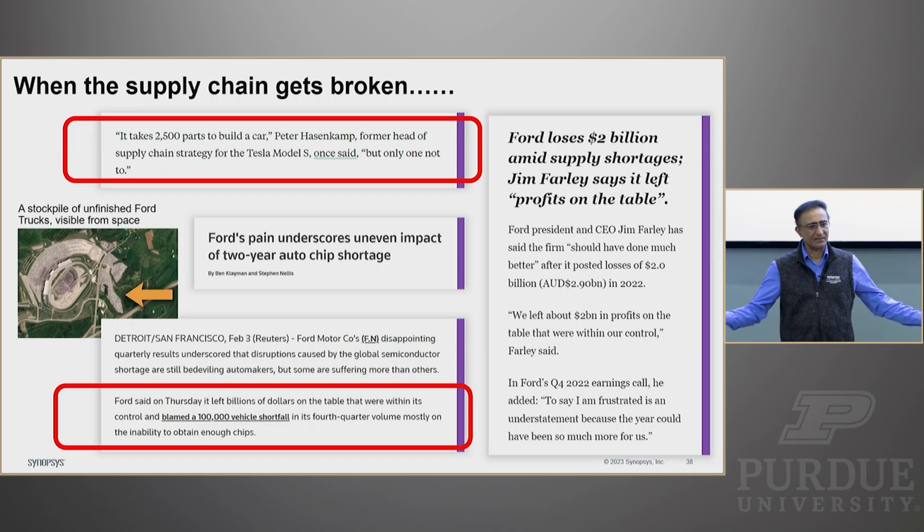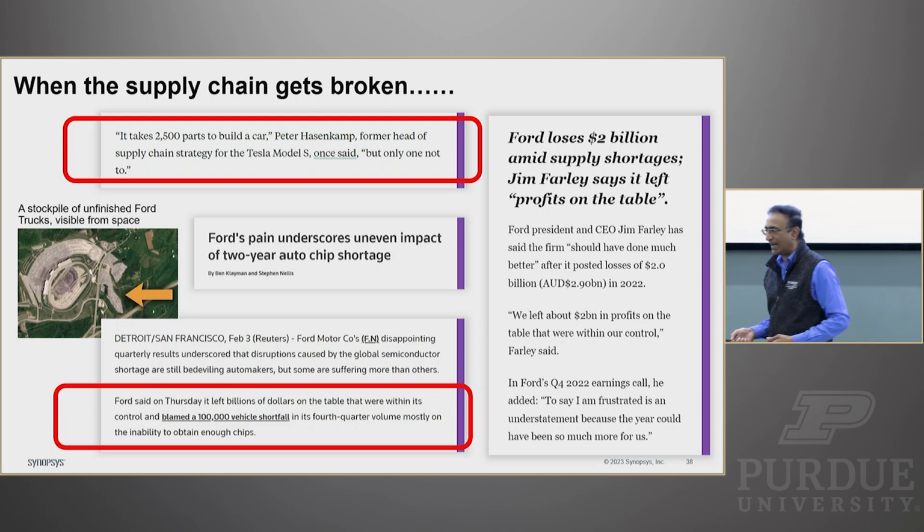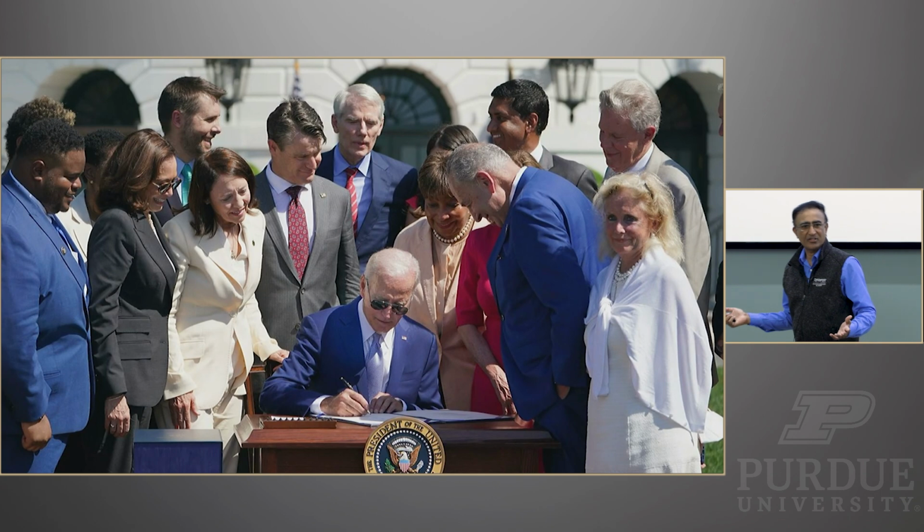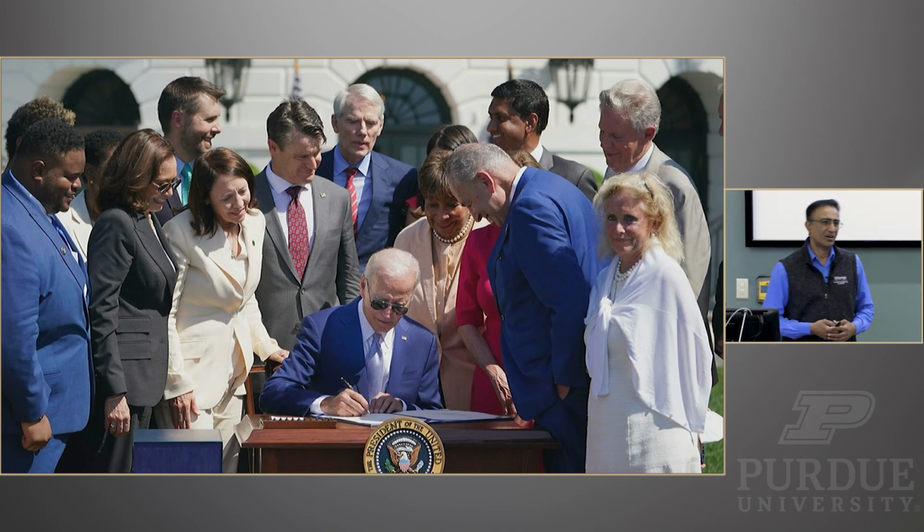So many cars, so many trucks just never got sold because they were just waiting for chips from Taiwan, and that never came. And so when the supply chain breaks, it basically affects all of us. Entire economies can grind to a halt. And that's the impetus behind the Chips and Science Act of 2022 that was signed in August of 22. We are into its third year now.